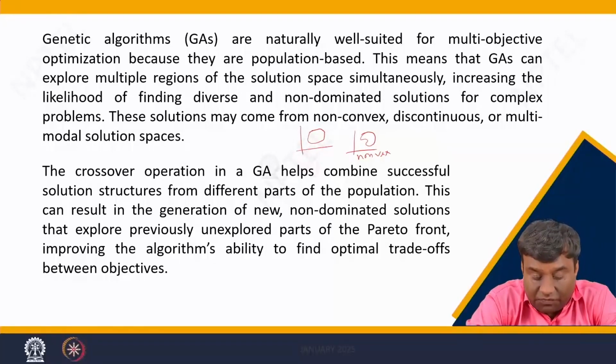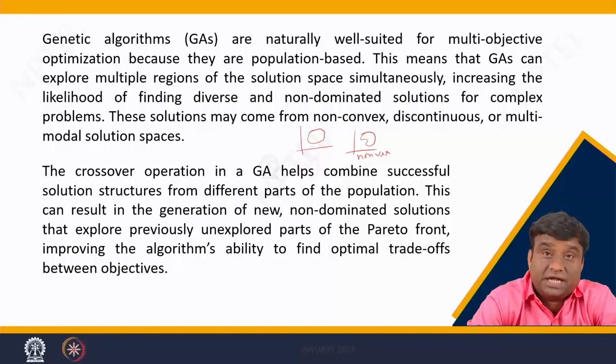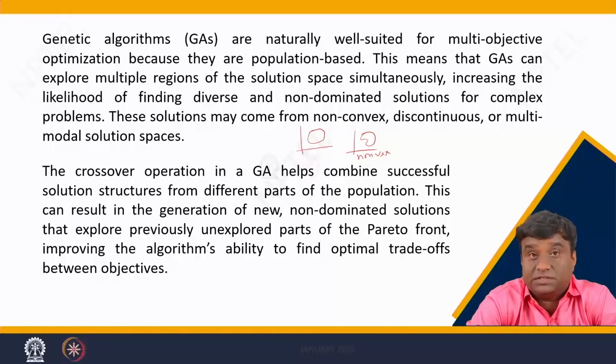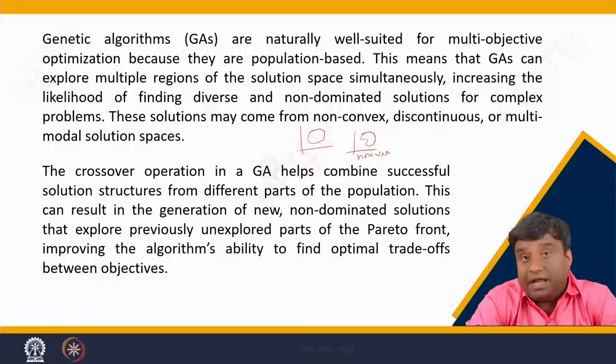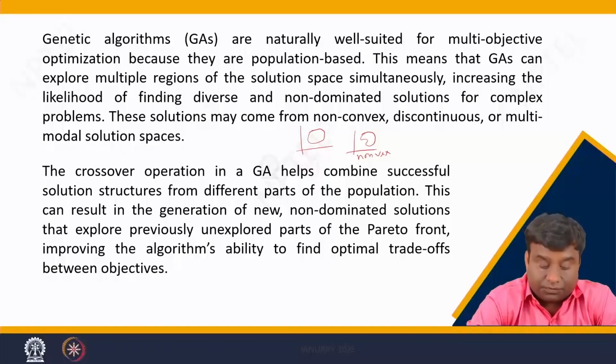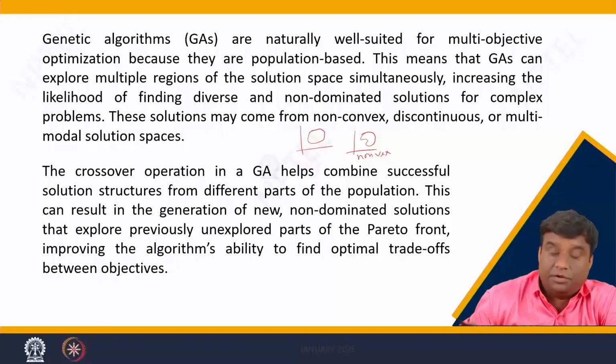So the crossover operation in a genetic algorithm helps combine successful solution structures from different parts of the population. This can result in the generation of new non-dominated solutions that explore previously unexplored parts of the Pareto front, improving the algorithm's ability to find optimal trade-offs between objectives.